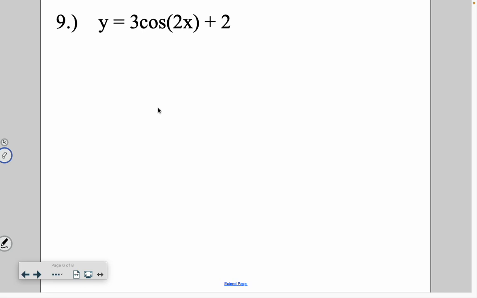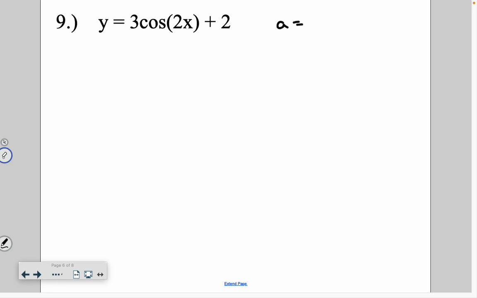And we'll start in the same spot. Let's kind of identify the features first. What's my amplitude? What's my phase shift? What's the period? Let's identify all those parts before we actually start trying to use them. Okay? So number 1, what is the amplitude of this graph?